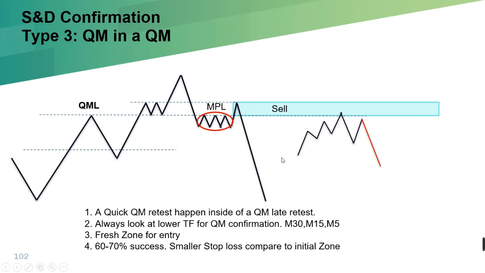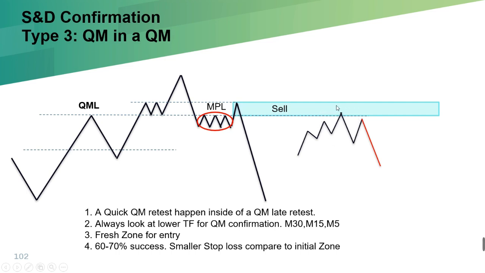Of course, there's some price action. But usually I'll say that I've encountered 70-80% of the time it is a quick retest. It means the price goes down very fast, comes back, gets the fresh supply zone and then goes down. So here, this area you have to take note. There is some possibility you will not have an MPL.